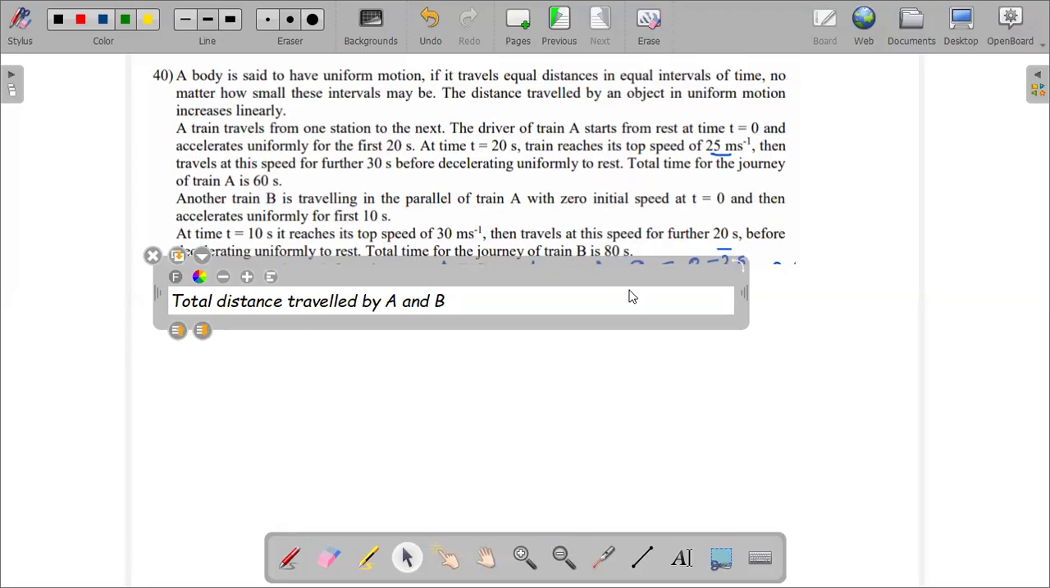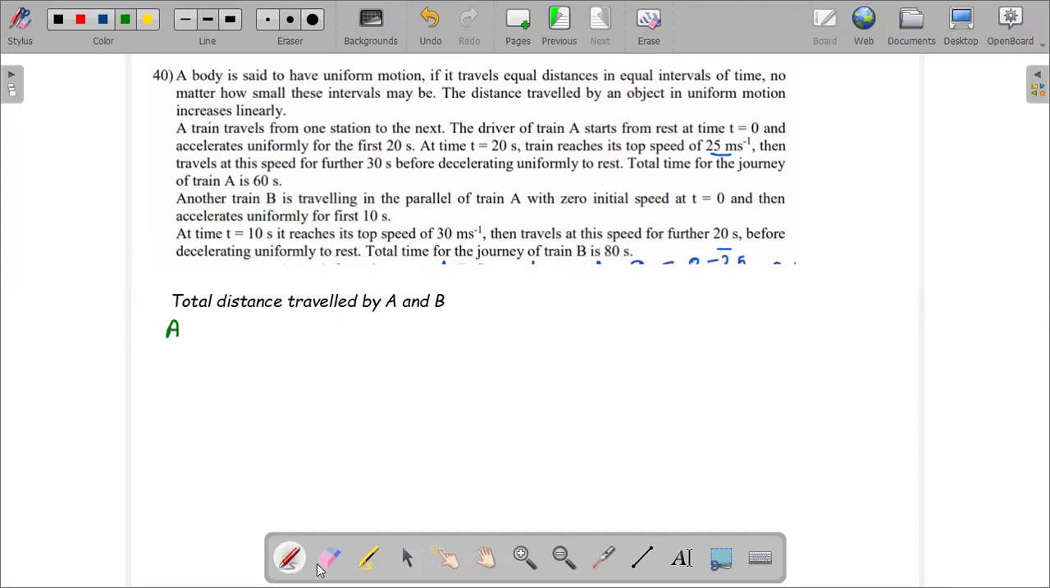Anyone? All right. Sir, 2,400 meters for train A. You say you got 2,400 meters for A, right? Yes, sir.